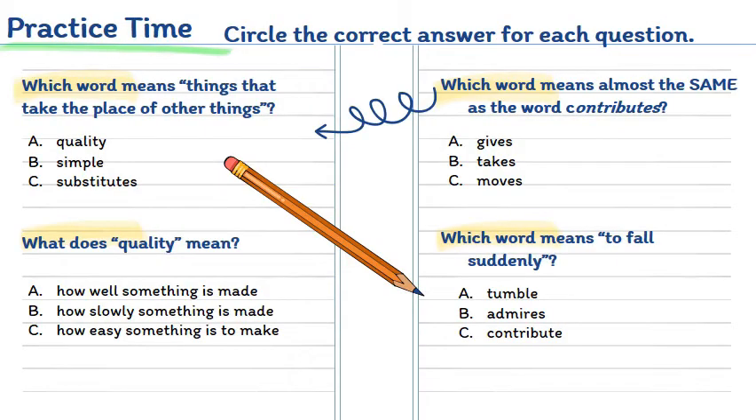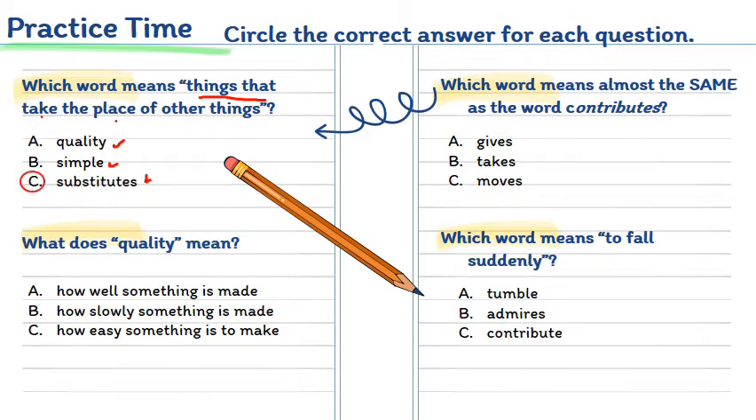Now we are going to practice using the vocabulary words. Circle the correct answer for each question. Number 1, which word means things that take the place of other things? Is it quality or simple or substitutes? Which one means to take the place of other things? It is the word substitutes.